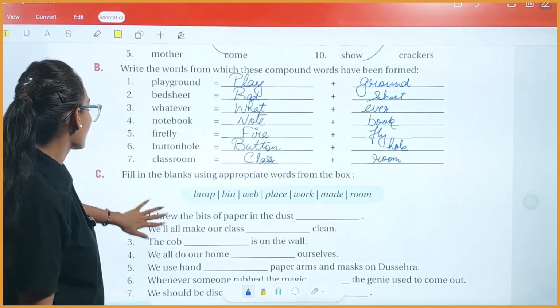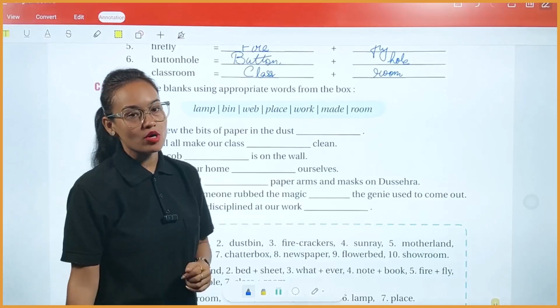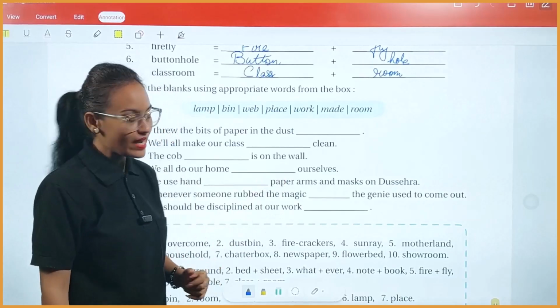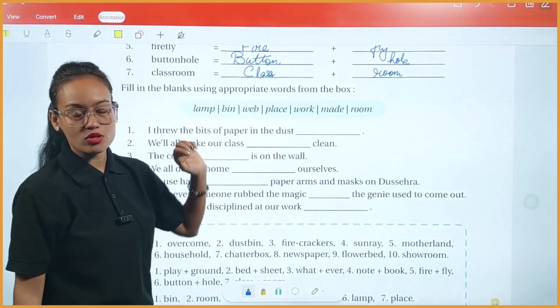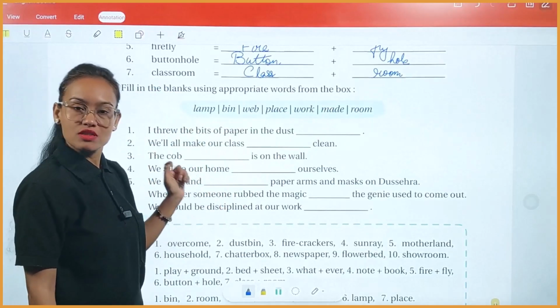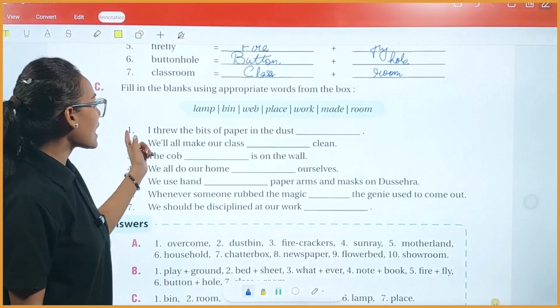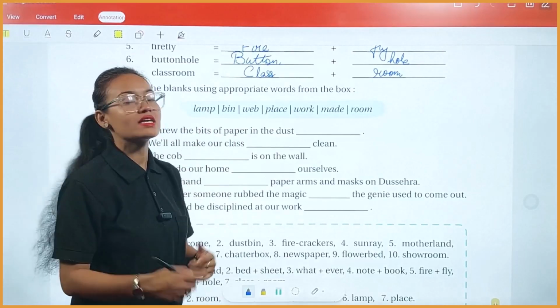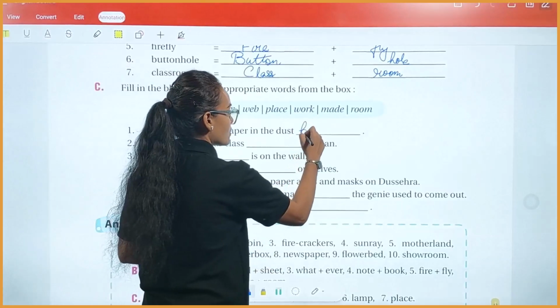Now filling the blanks using appropriate words from the box. Here some fill in the blanks are given. For filling these blanks, the words are given in this light blue colored box. You are going to choose the perfect word and then fill the blanks. First one is, I threw the bits of paper in the dustbin. So right here, dustbin.